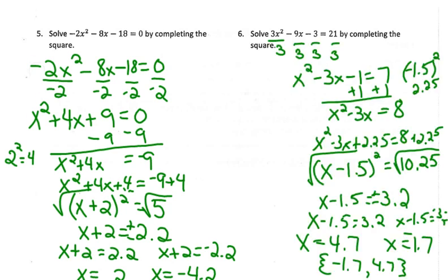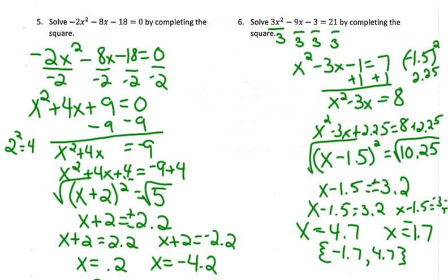Okay, so the first thing I had to do was get my leading coefficient to be a 1, so I had to divide everything by 3. Notice that I divided it by all parts in the problem. Then I had to get my constants to one side, which gave me x squared minus 3x equals 8. Now I needed to go through and take half of my b, which was negative 1.5, squared it, 2.25, and I added that to both sides of the problem.